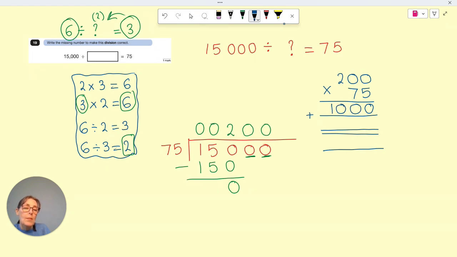I'm multiplying by 7 now. Ah, it's in the tens column. I've got to put my 0. 7 times 0 is 0. 7 times 0 is 0. 7 times 2, 2 sevens are 14. So we're adding them down, just change the colour. 0 plus 0 is 0. 0 plus 0 is 0. 0 plus 0 is 0. 4 plus 1 is 5. And 1, 15,000. Yeah, that's it. So the answer is 200.